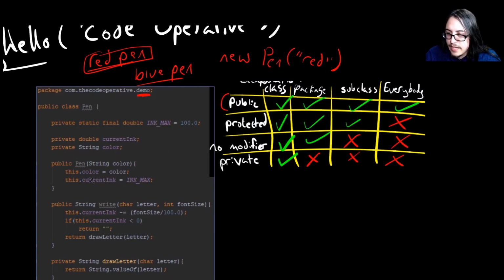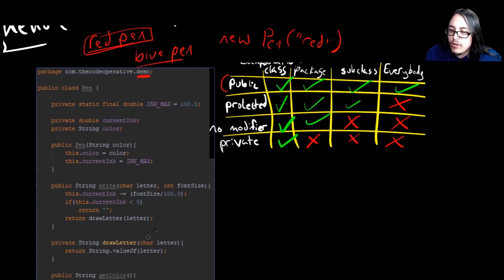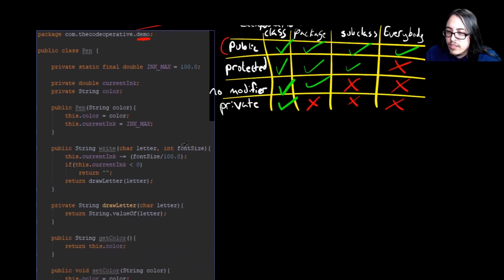Okay? And then it's calling this dot current ink equal to ink max. So it's setting the current level of ink of this pen equal to the maximum amount allowed, which is a constant stored on the class. So now the pen has its own ink level, which is currently the max. Now, say that you call string.write, where you pass in a character like C and a font size of 10.